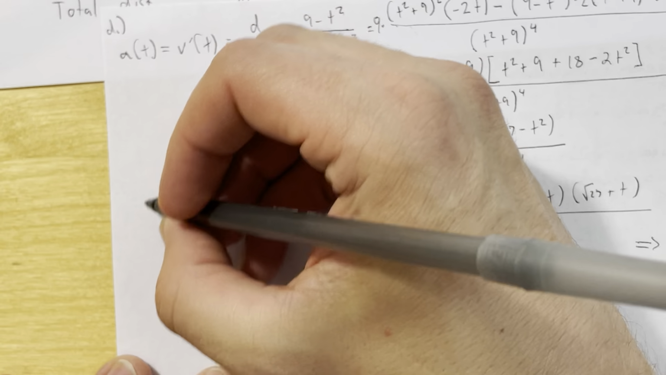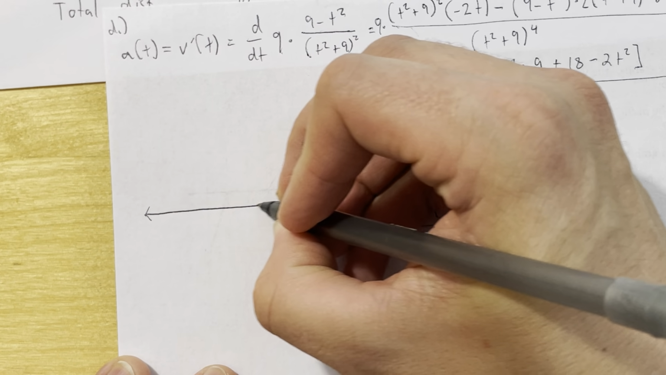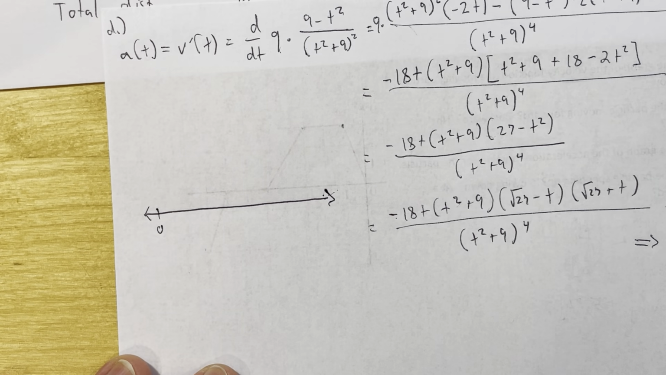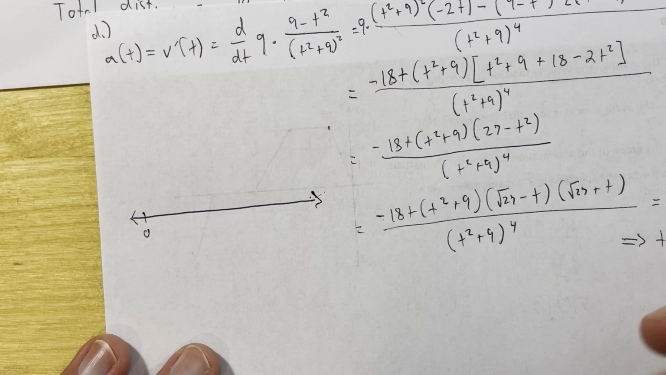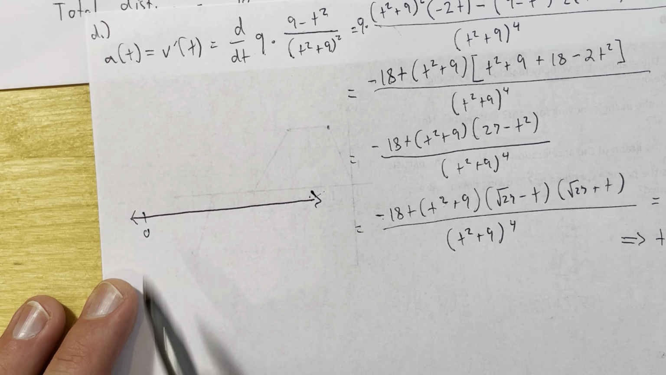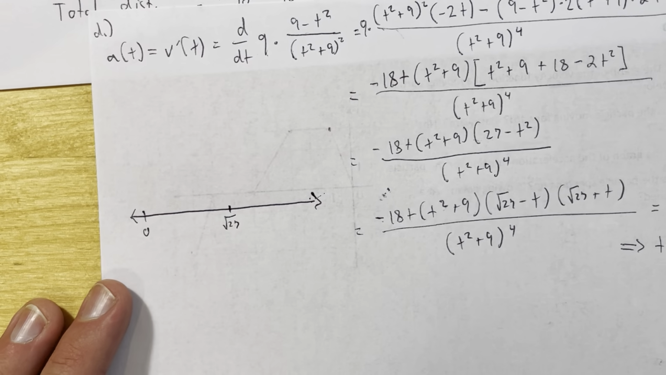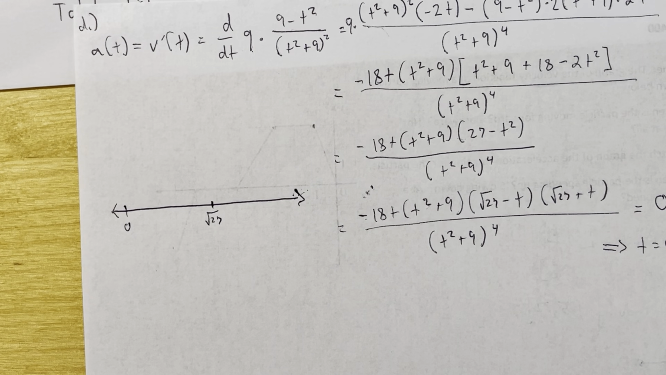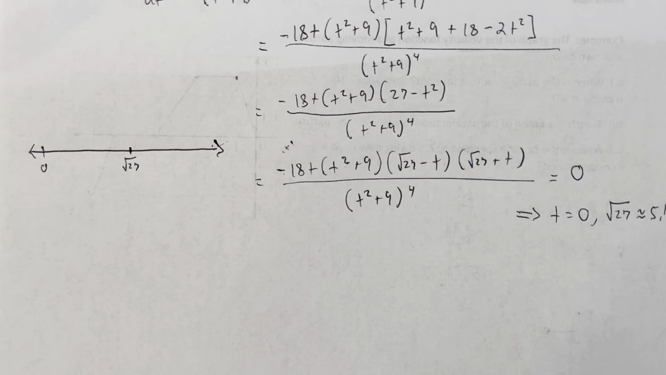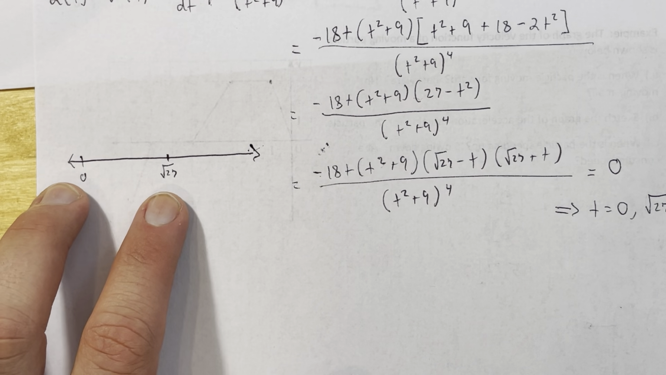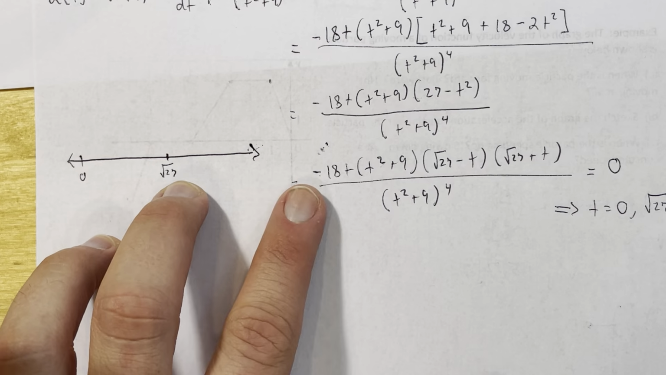So if I were to put those zeros in a number line, kind of like I did with my velocity function, and I'm actually going to reuse that number line that I did in the previous video. 0 would be here. I'm going to put root 27 somewhere around here. And now what I want to do is determine where my acceleration function is positive, where it is negative. This gives me two intervals to worry about, 0 to root 27 and root 27 to infinity.